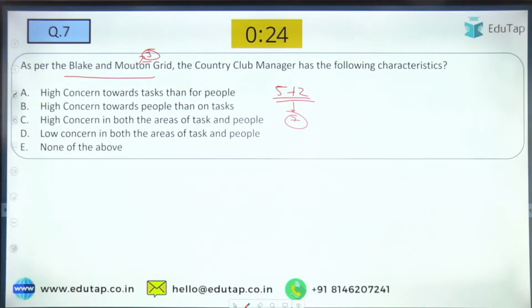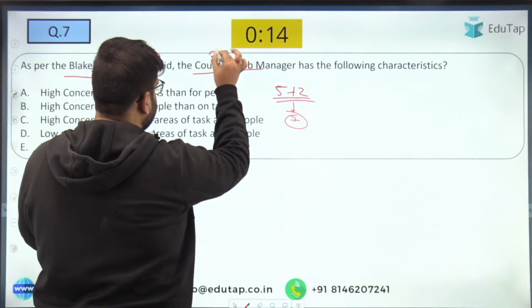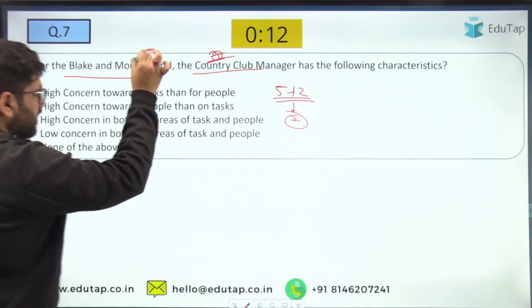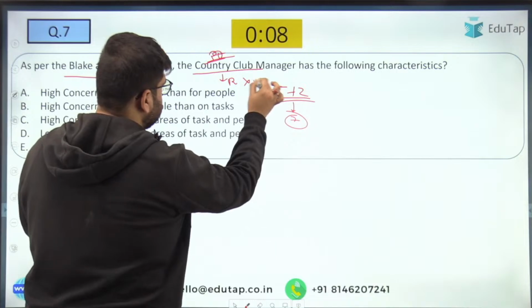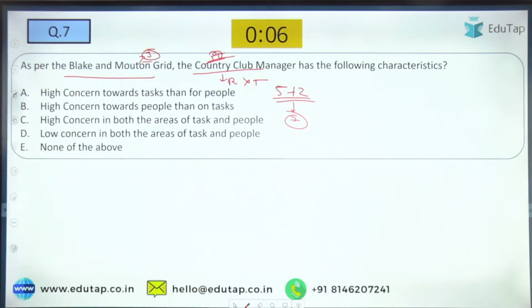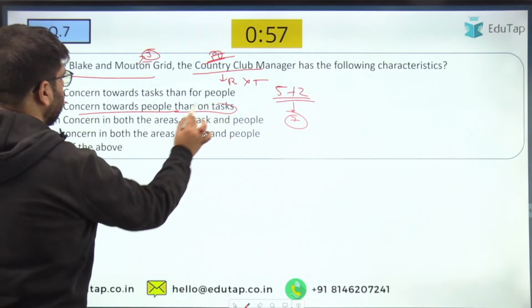Now, which of the following characteristics does the country club manager have? Country club is basically that particular person who is people oriented. For this person, only relationships matter. Task does not matter. So try to identify the right answer. Gopal is saying B is the right answer. Yes, indeed B is the right answer because he has high concern towards people rather than task.